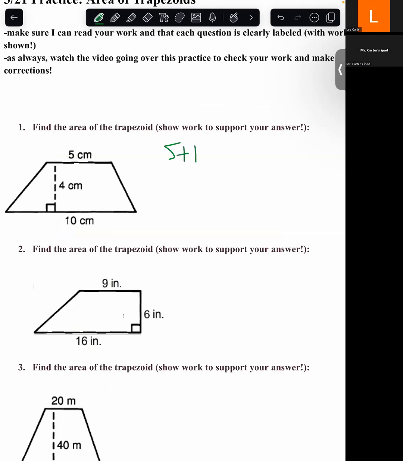So that's 5 plus 10 divided by 2. So 15 halves, which is 7.5. That's the average of the two bases. Now we need to do the average of the two bases times the height, so 7.5 times 4. It averages to 7.5, and now we do it times the height, which is 4.